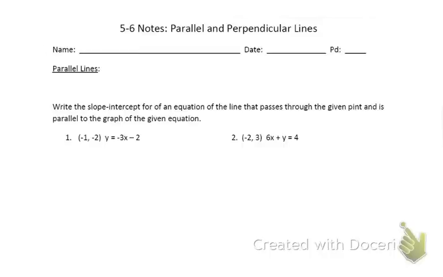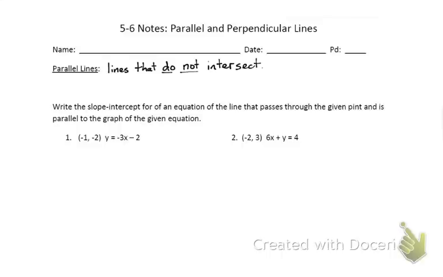Alright, this is the video lesson for 5-6, parallel and perpendicular lines. So we're going to start with a definition here of what parallel lines are, and we should know that parallel lines are lines that do not intersect. So parallel lines are simply lines that do not intersect.